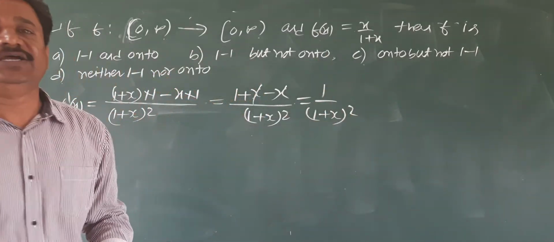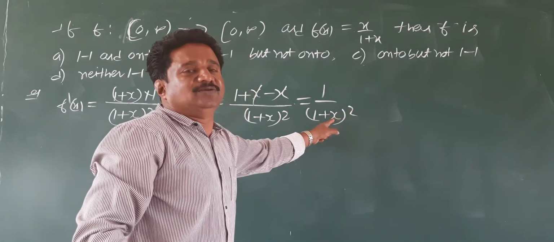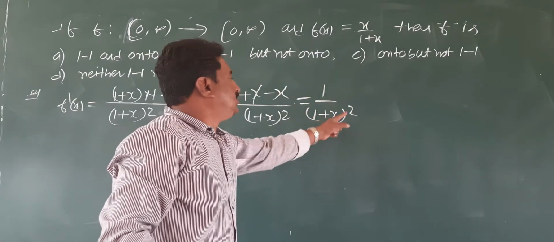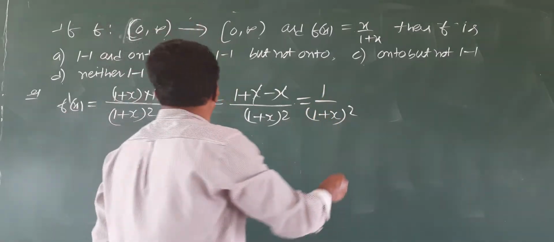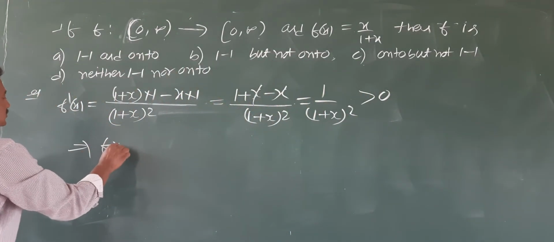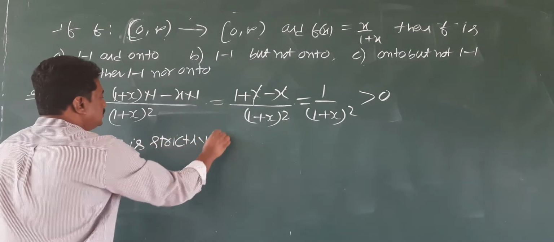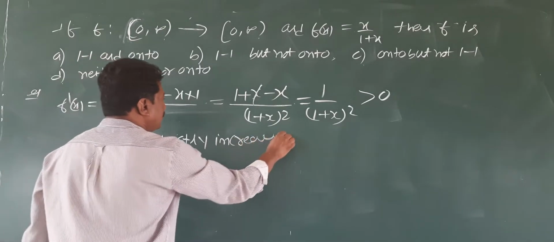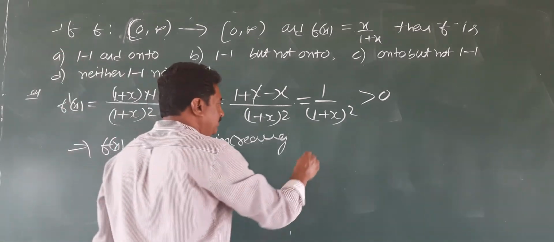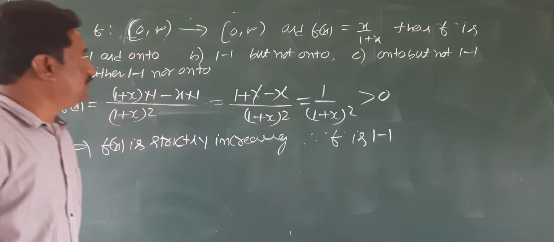From this it is so clear. We have a square for all real values of x. 1 by (1 plus x) whole square is strictly greater than 0. This implies f(x) is strictly increasing. Therefore it is one-one.